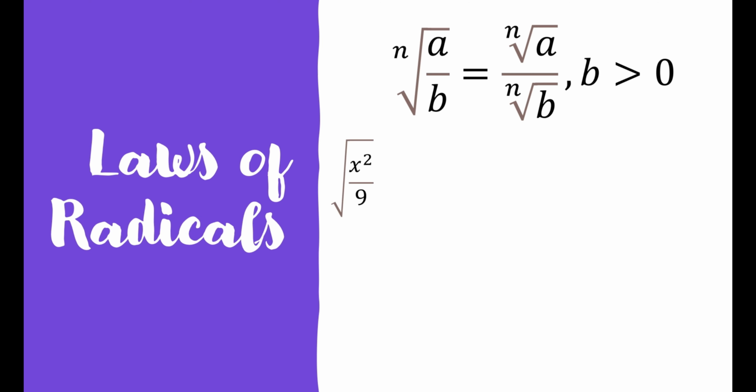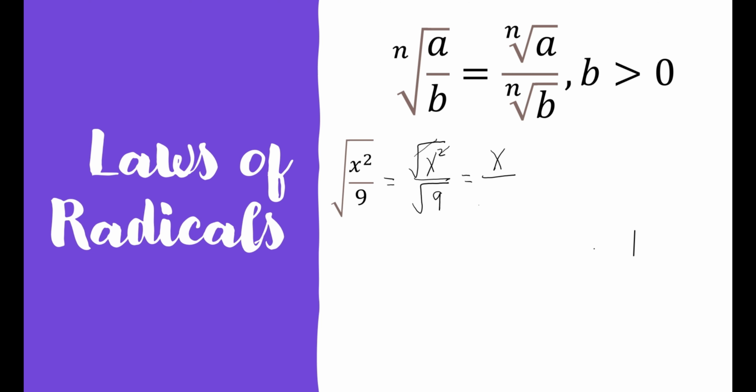So the first thing that we have to do is to distribute the index of the radical to both the numerator and denominator. Doing so, this radical expression would be equal to the square root of x squared over the square root of 9. Simplifying further, using the first law of radical, the square root of x squared would be equal to x.